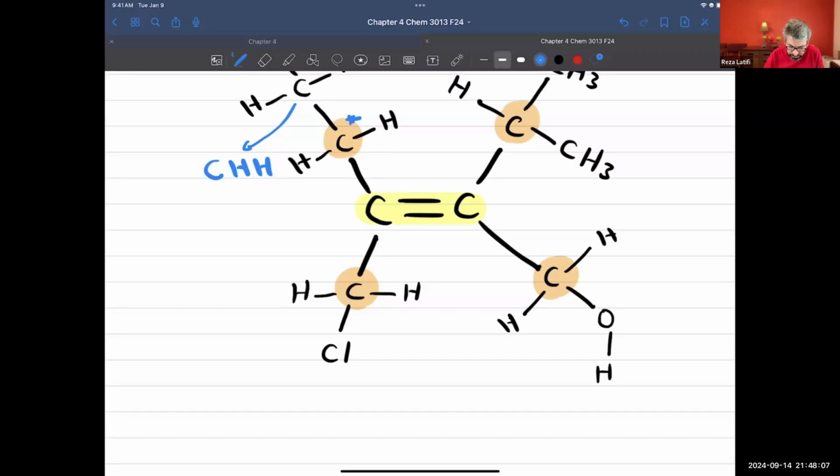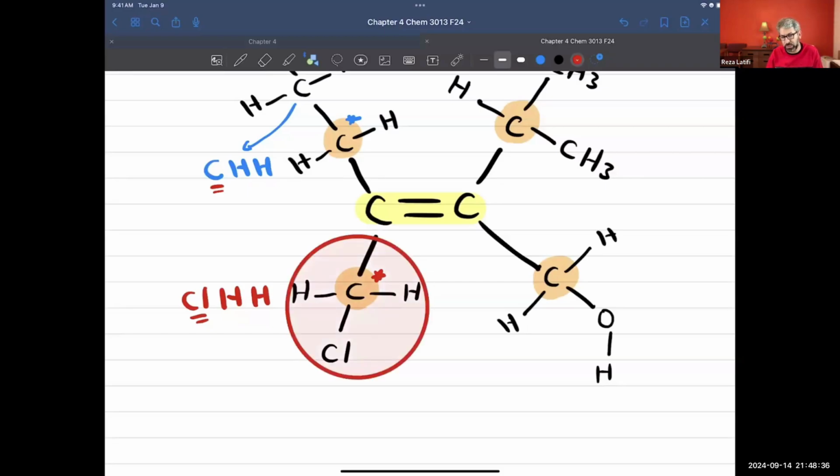Okay, how about this carbon, the next one? That carbon is attached to hydrogen and a chlorine. So I'm going to say chlorine, hydrogen. Between these two, which one is going to get higher priority? Chlorine has a higher atomic number than carbon. So clearly this group is going to get higher priority, and that's going to be number 1.